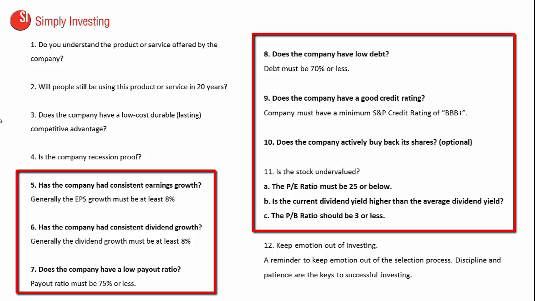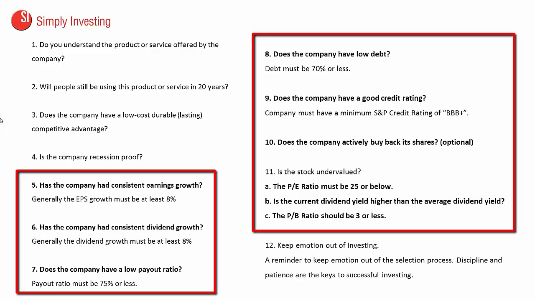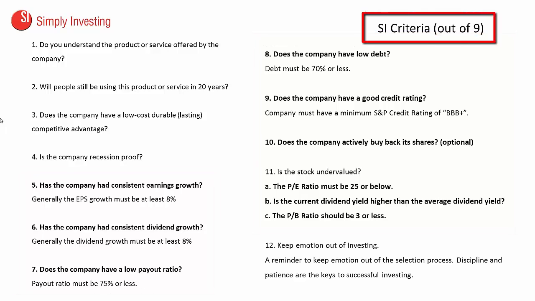The current dividend yield must be higher than the average dividend yield, and that's one of the best indicators to know when a stock is undervalued. And the P/B ratio should be 3 or less. So these 9 criteria are quantitative. These are things that we can automatically calculate for you in the report, and we do that. We identify the Simply Investing criteria, the SI criteria, out of 9. So a company that matches all of these will get a rating of 9 out of 9. A company that's matching just 8 will get 8 out of 9, and so forth.